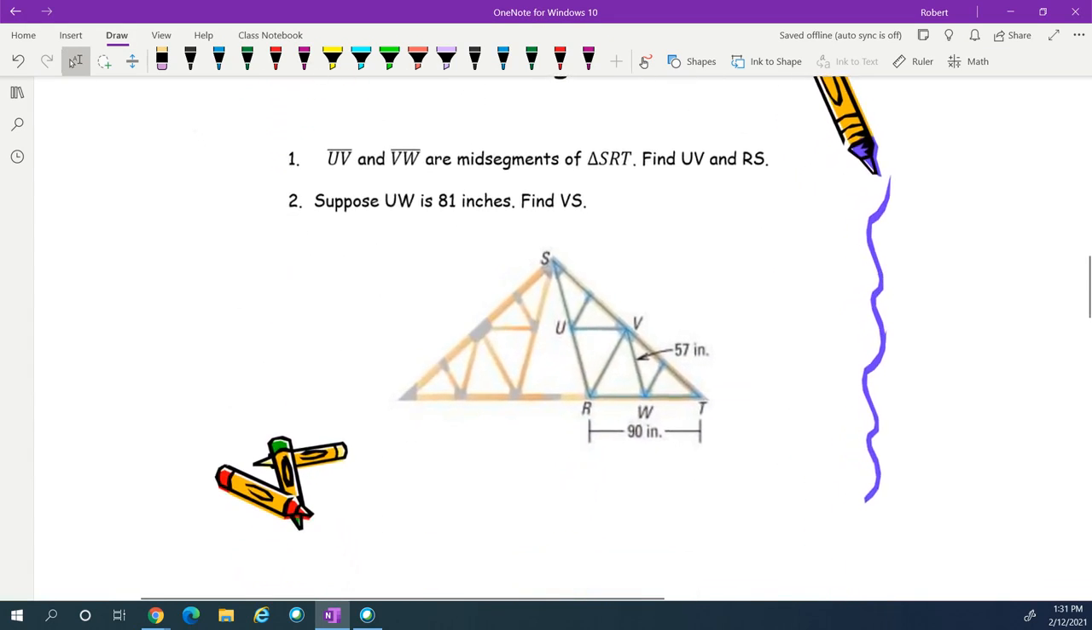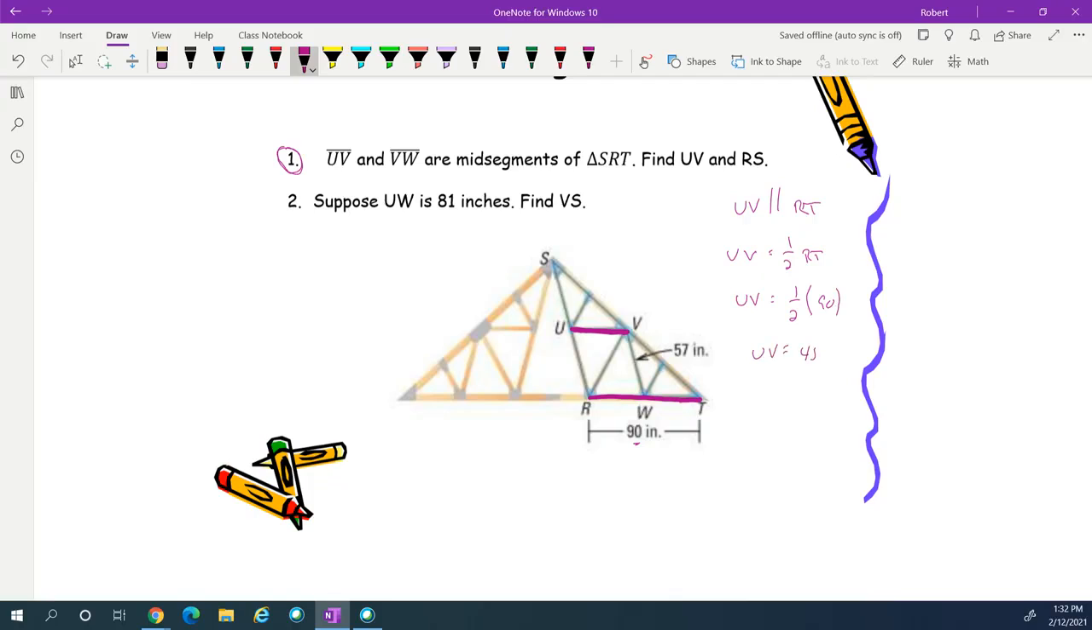So at that point, it just comes down to a little bit of practice. So number one, let's do purple here. UV and VW are mid-segments of the triangle, and we're asked to find UV and RS. So we work on one at a time. UV is a mid-segment. It is parallel to RT. UV equals 1/2 of RT. We're looking for UV. We know RT is 90. So UV equals 45 inches.